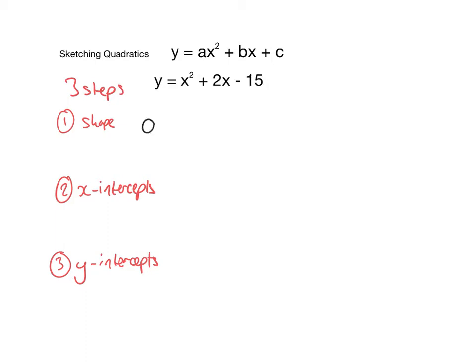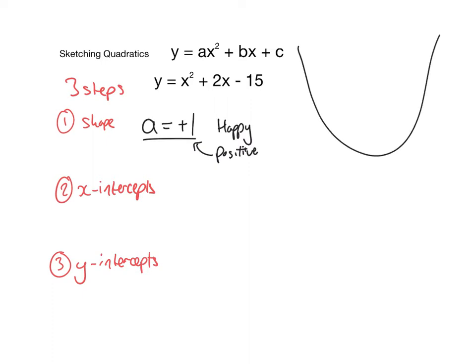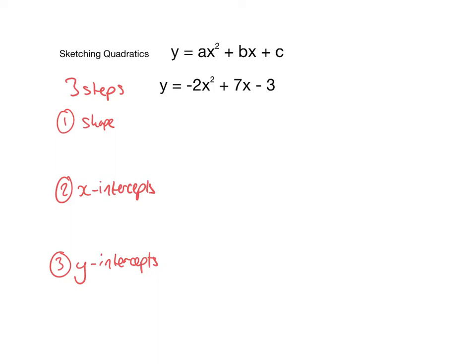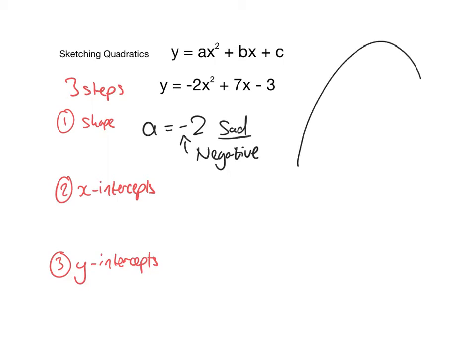Okay, for this first quadratic, we're looking for the number a, the number in front of x squared. Now that's 1 in this case, and 1 is positive, and we're happy when we're positive. So we draw a big happy face. For this second quadratic, -2 is the value of a. -2 is negative, so it's sad. So we draw a big sad face.